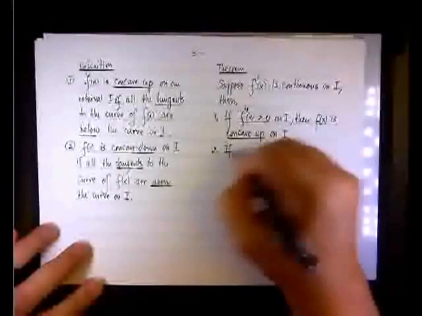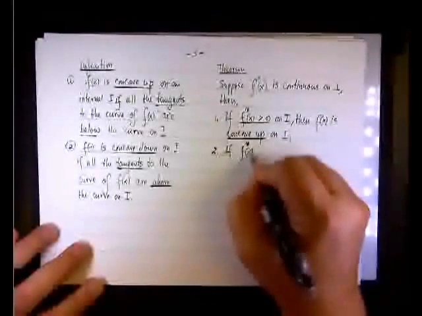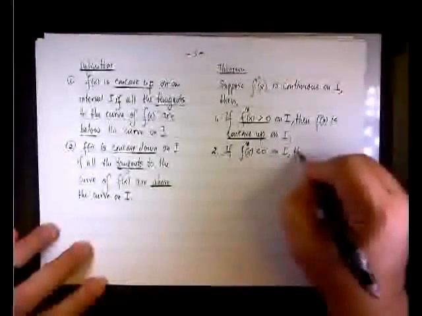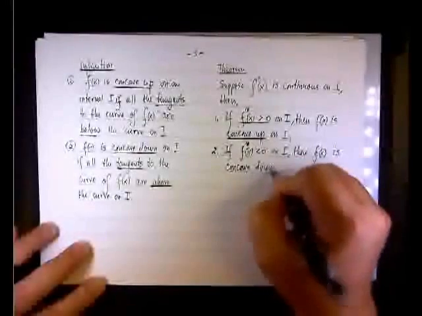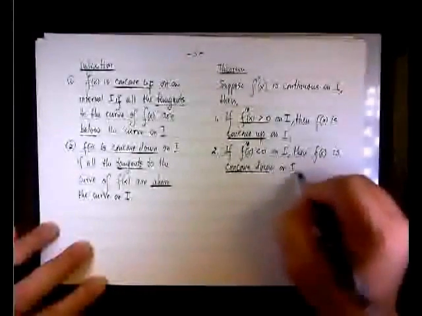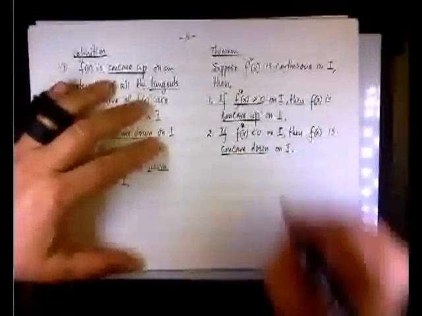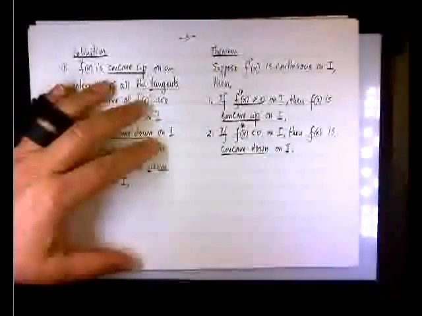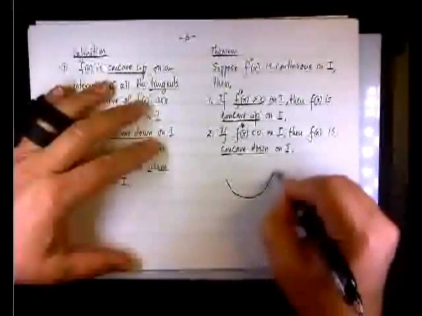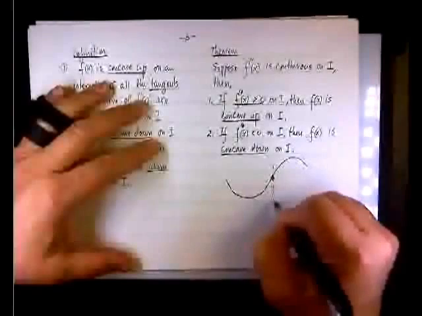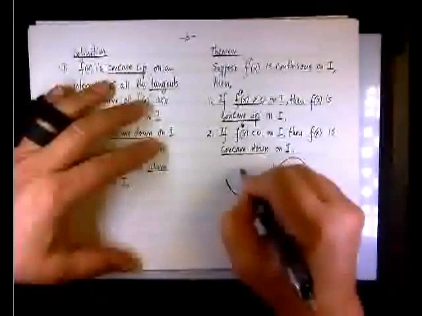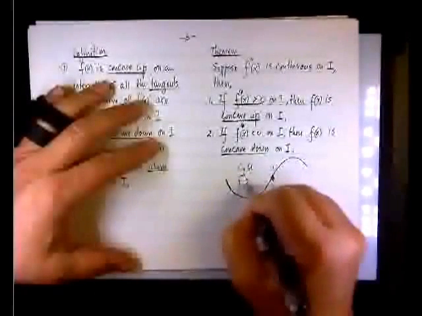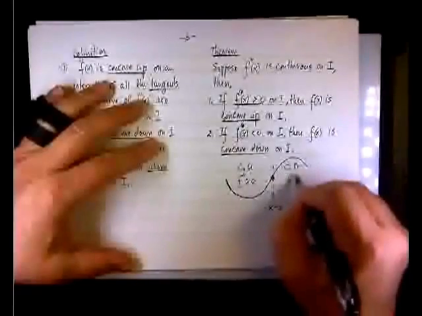So this is basically recapping our observation, but in reality it's a theorem. And likewise, if f double prime of x is negative on I, then f of x is concave down on I. Okay. So one way to look at it is if you have a function that does this, and let's say this is x equal c, some constant right there. Here, this is concave up, so f double prime is positive. This is concave down, so f double prime is negative.